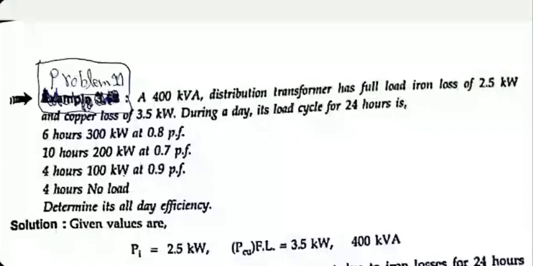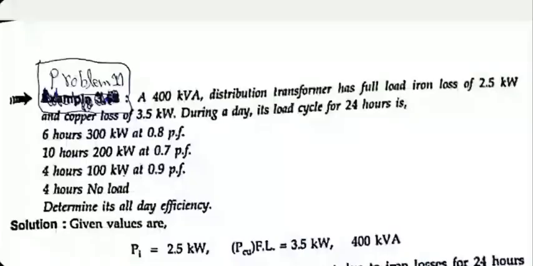Determine the all-day efficiency. The idea is simple. You calculate the total energy output during this 24-hour period. Then you calculate the total losses by doing the calculation for each of the time periods separately and then summing up the results. And then you add the total energy loss to the total energy output for the 24-hour period to get the total energy input. And then you take the ratio.